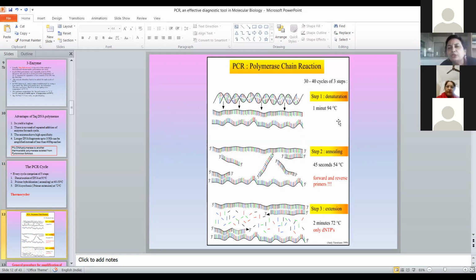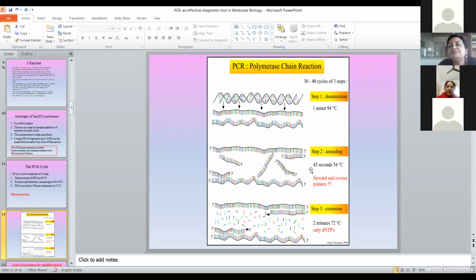We can repeat 30 to 40 cycles, whatever number of cycles you want, depending upon the sample. If the sample is very less, we have to repeat the number of cycles many times, and that many times your sample will get amplified. So step 1 is denaturation, which is generally done for a minute, 60 seconds, at 94 degrees Celsius, where you can see this is a DNA duplex, a twisted strand. The two strands get separated. That is DNA denaturation.